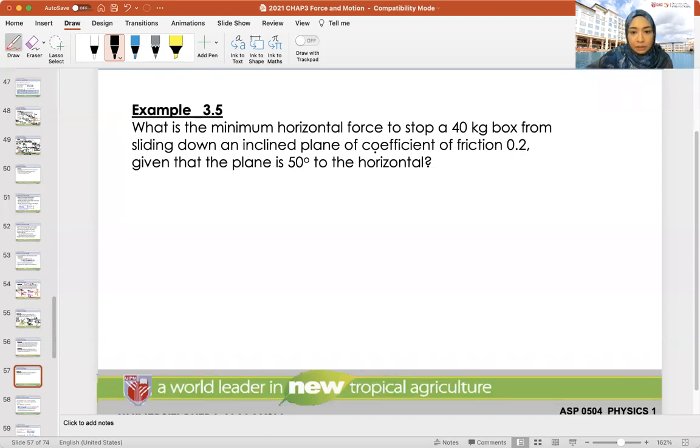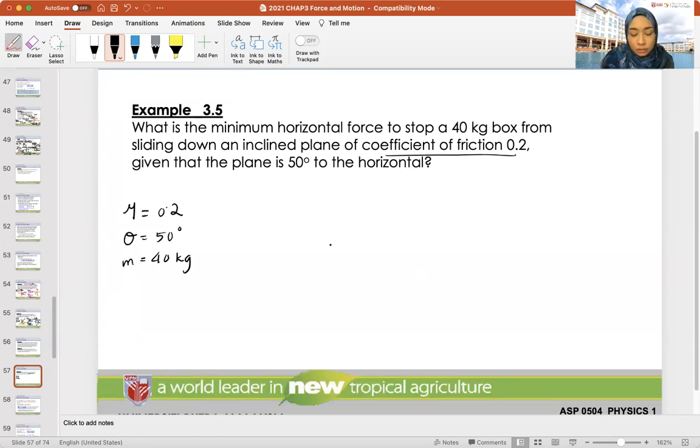Kalau inclined plane of coefficient friction 0.2. So kat sini dia tak bagi static or kinetic. So we are just going to say it's mu. So that is fine. Just use it as it is. So this is 0.2. Given that the plane is 50 degrees, theta is 50 degrees. Box mass is 40 kilogram. Max minimum horizontal force.